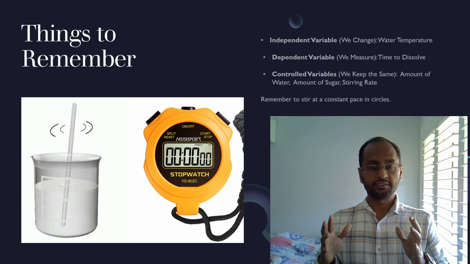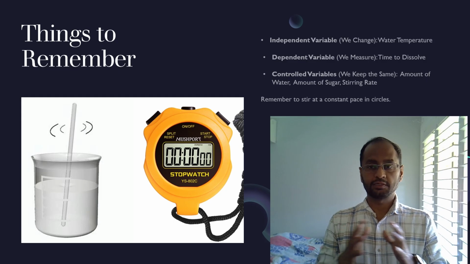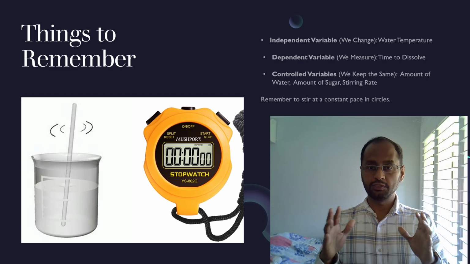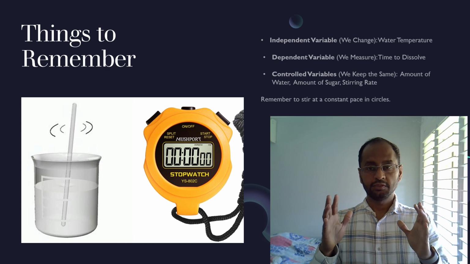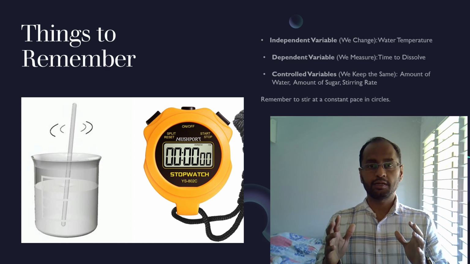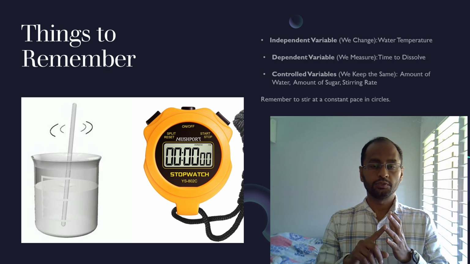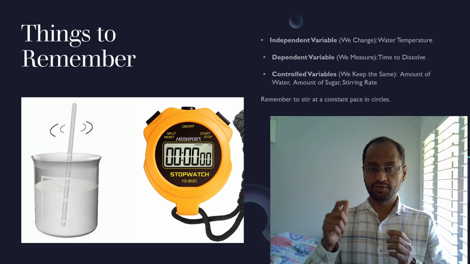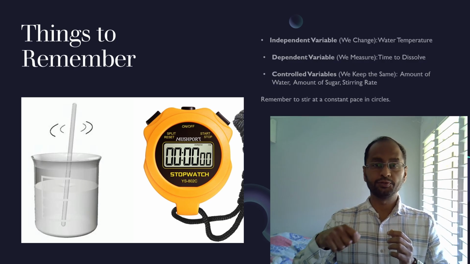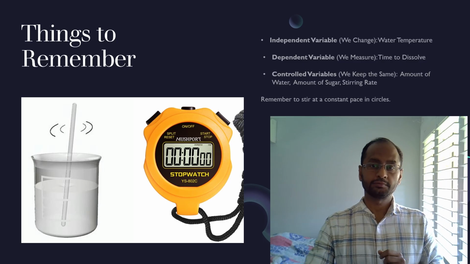We keep all the others as constant. We call them controlled variables. We control them and not allow them to change. The controlled variables in this experiment are the amount of water, the sugar, and the stirring speed. So it's very important you keep your stirring speed constant throughout your experiment.